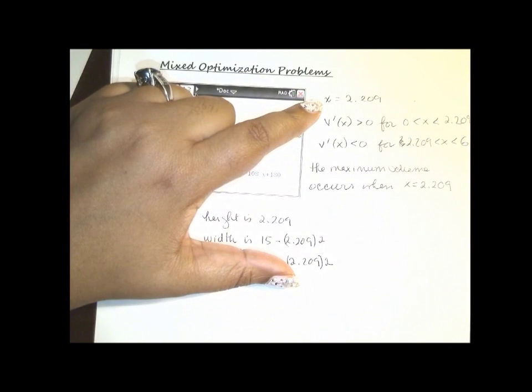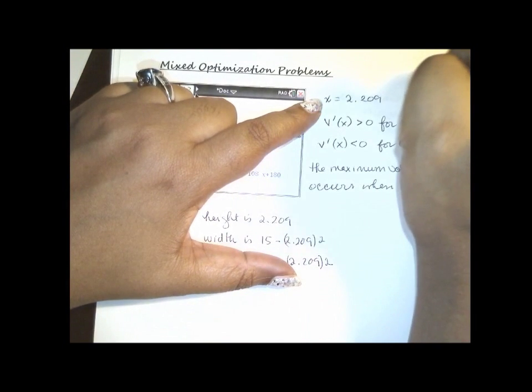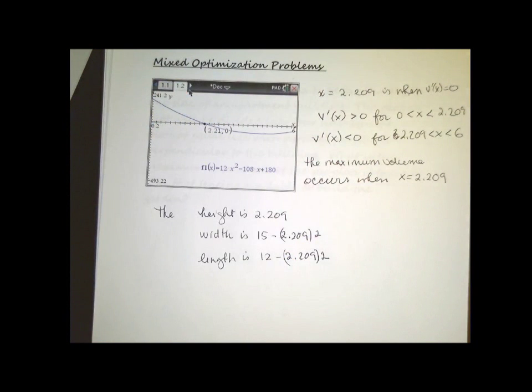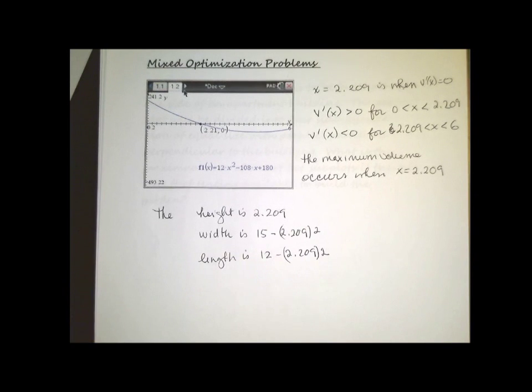This is when v prime of x is equal to 0. I used my graph to justify using the first derivative test, and found the maximum volume, found the value of x where the maximum volume occurs. And this is enough information to go ahead and get those dimensions.